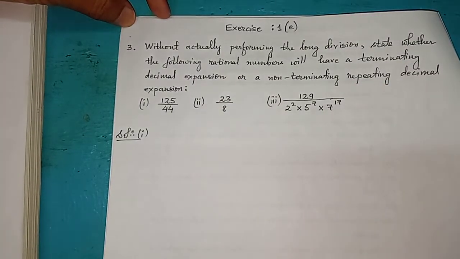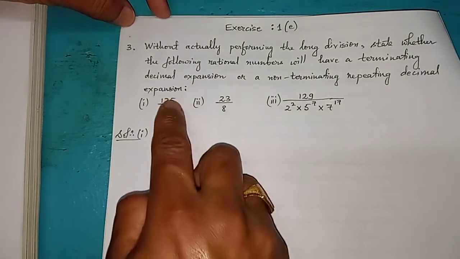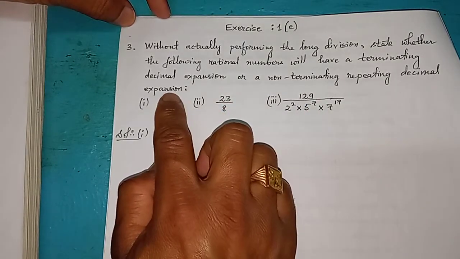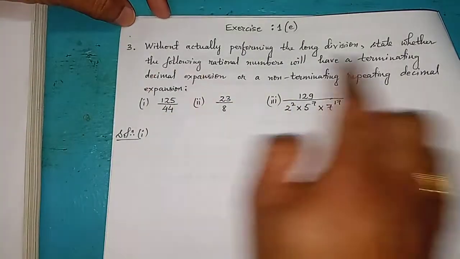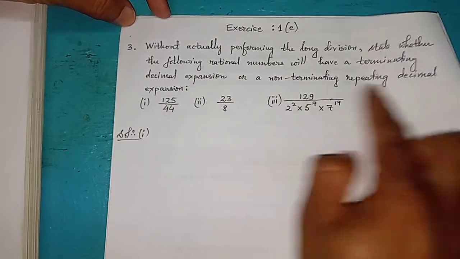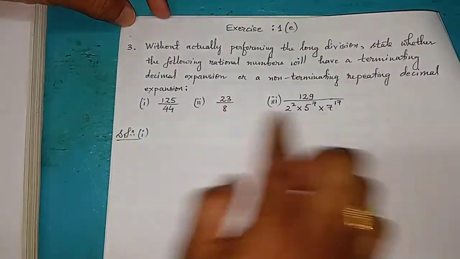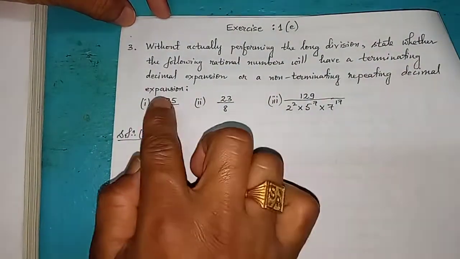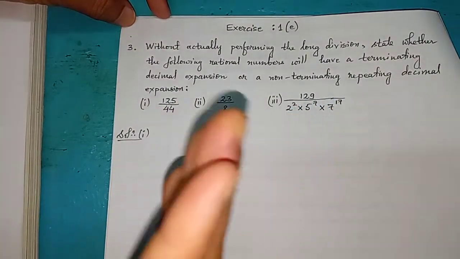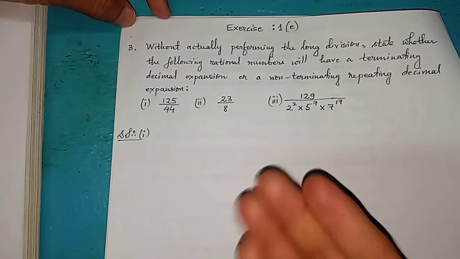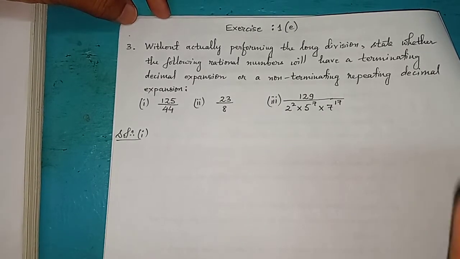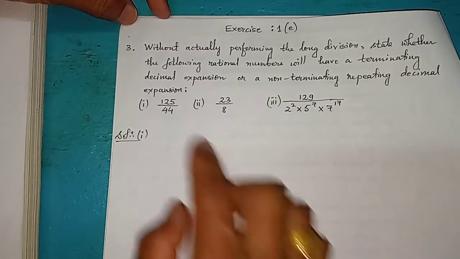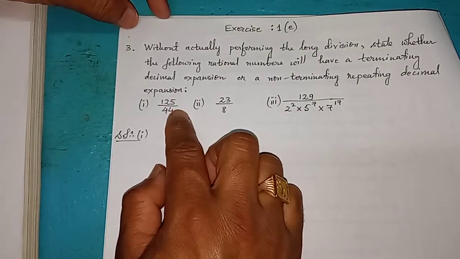As you all know from the previous videos or from the previous classes, any rational number is of the form p by q. Any rational number can have either a terminating decimal expansion or a non-terminating but repeating decimal expansion. So now you have to identify which of these have a decimal form which stops, terminates, or which doesn't terminate but repeats.